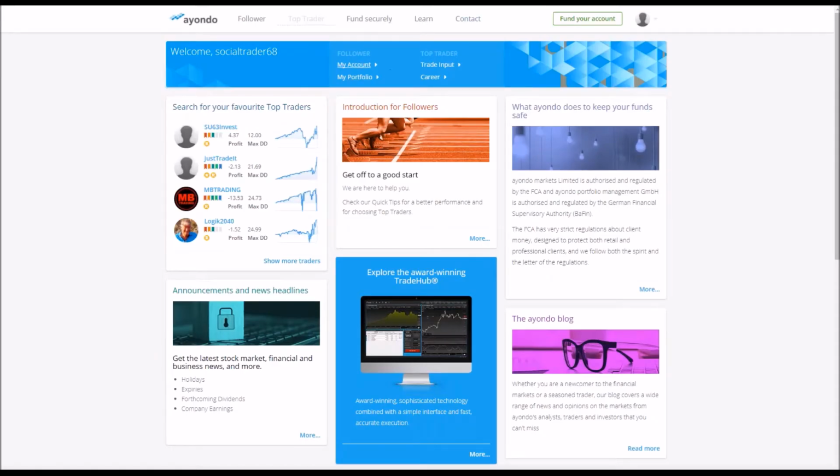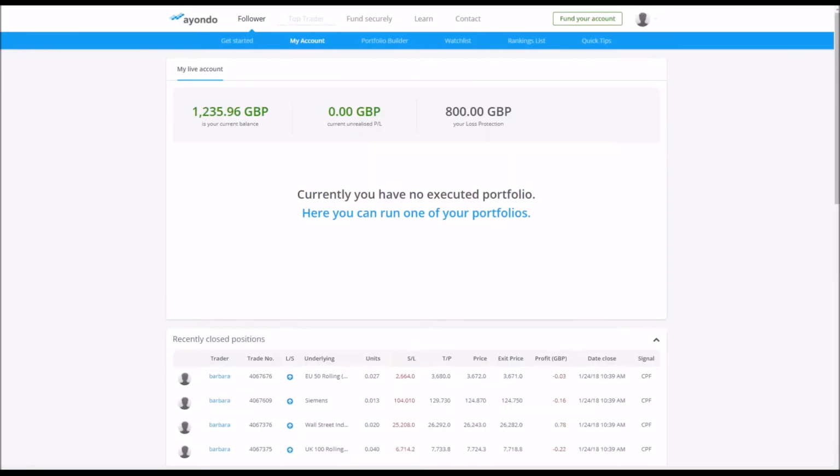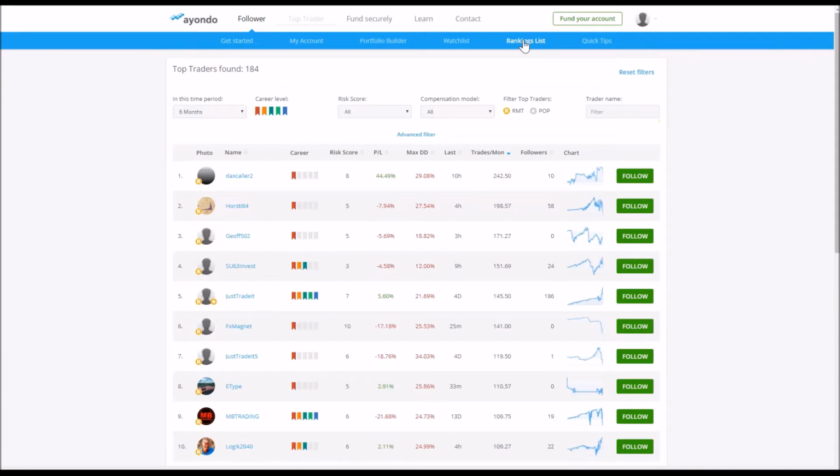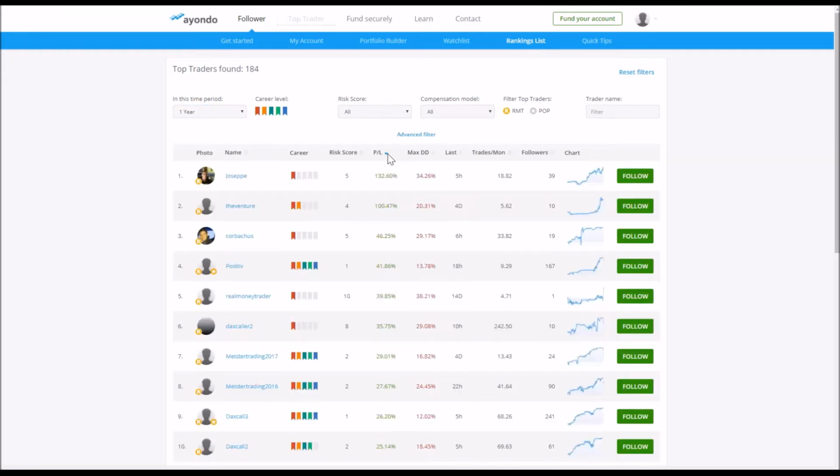So here's my account. It's a real, actual live account. There's £1,235 in there. I'm not actually following anybody yet because I've cleared it all out for tonight to start from scratch. Let's get started. What we want is the rankings list. This is really where we start from. It's in effect a league table of people who make their track records available to be viewed on Aondo. So let's look over the last 12 months and I'll sort it by P&L.